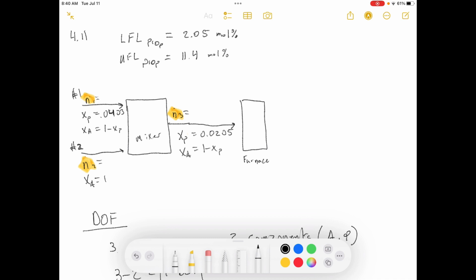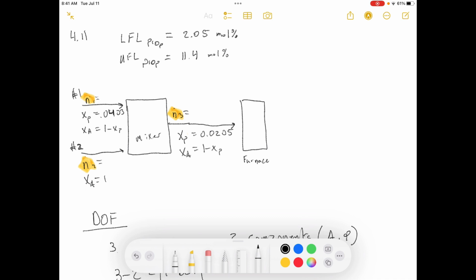C3H8. If the percentage of propane in a propane-air mixture is greater than 2.05 mole percent, the gas mixture can ignite if it is exposed to a flame or spark. If the percentage is lower than the LFL, the mixture will not ignite. There is also an upper flammability limit, which for propane in air is 11.4%. The mixture of propane in air containing 4.03 mole percent fuel gas is the feed to a combustion furnace.